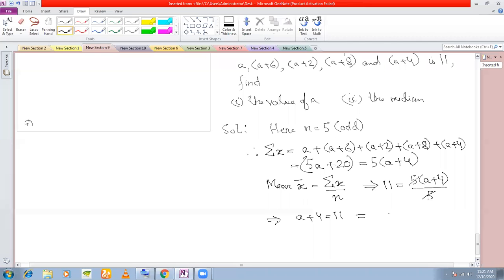That means the value of a you get as 7, which is 11 minus 4. The value of a you have got is 7. So the first part of the question is done.